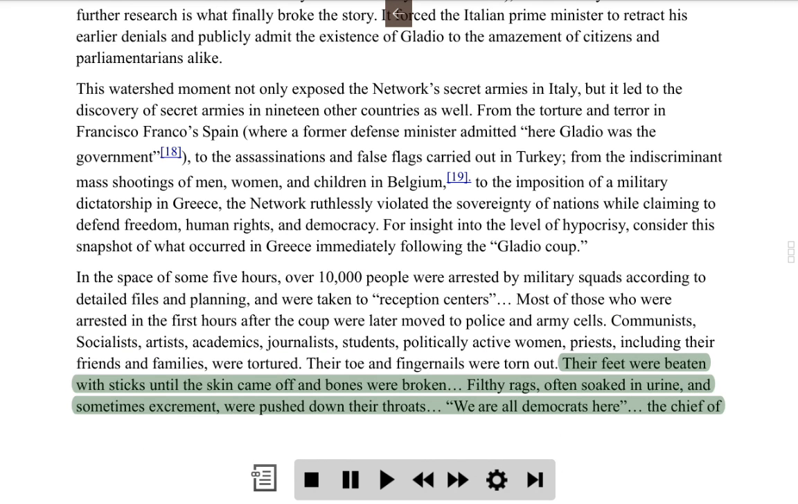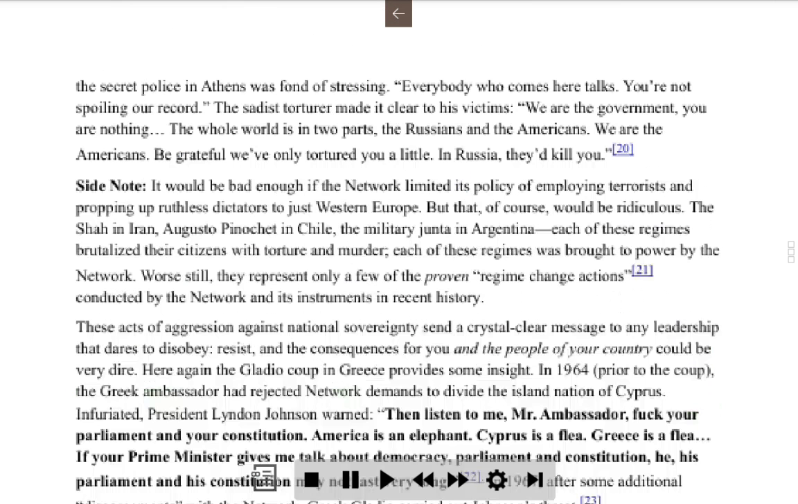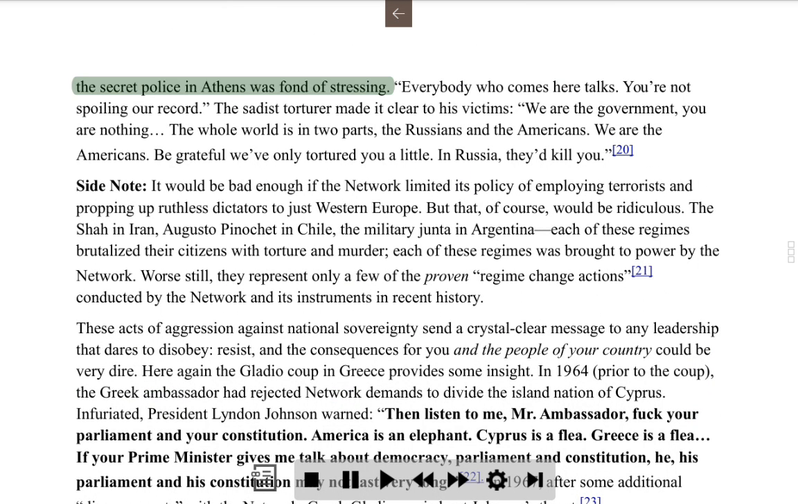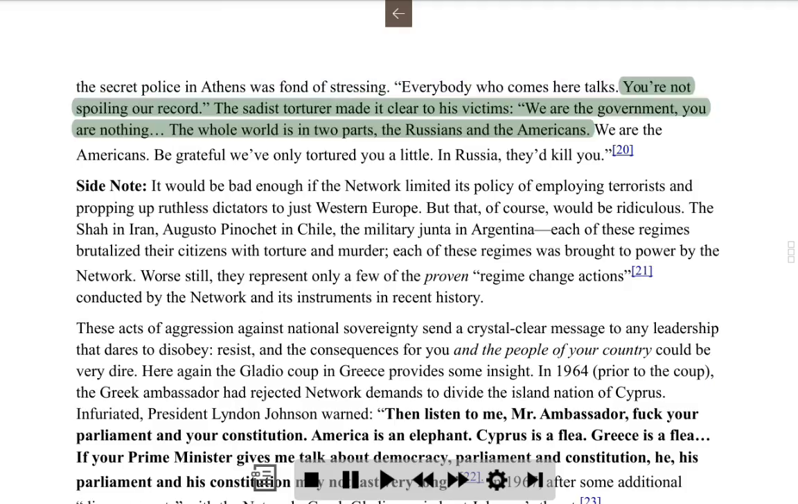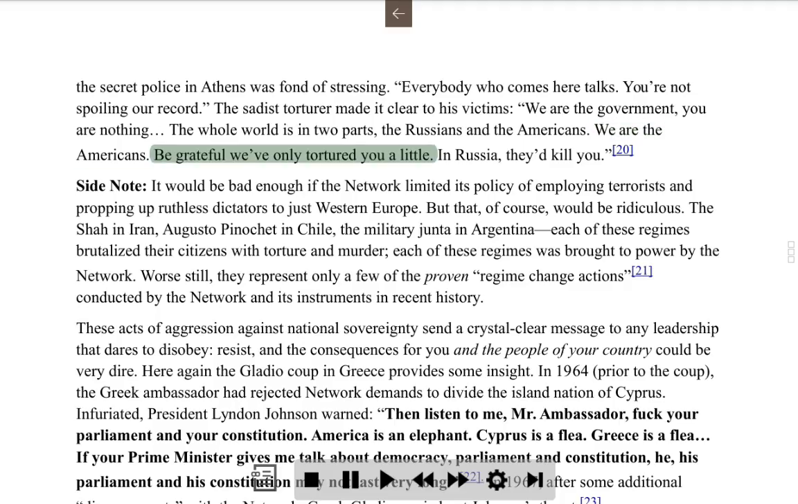"We are all Democrats here," the chief of the secret police in Athens was fond of stressing. "Everybody who comes here talks. You're not spoiling our record." The sadist torturer made it clear to his victims, "We are the government, you are nothing. The whole world is in two parts. The Russians and the Americans. We are the Americans. Be grateful we've only tortured you a little. In Russia, they'd kill you."